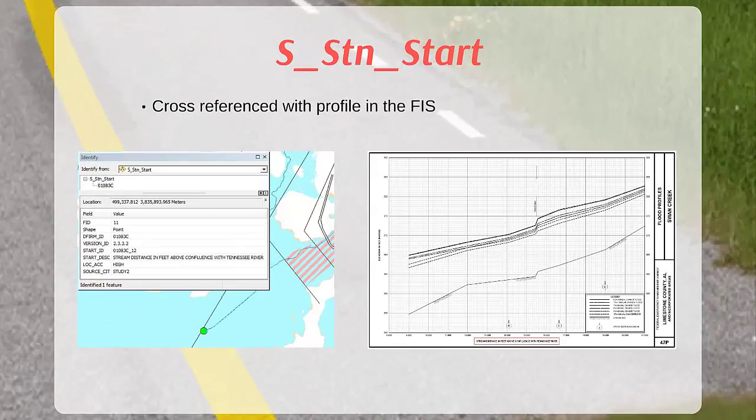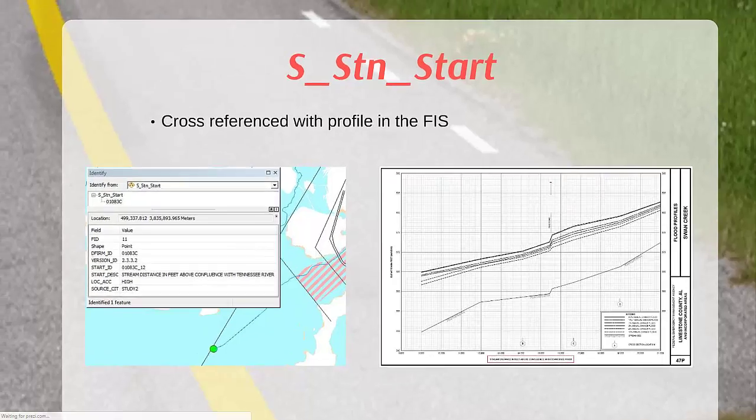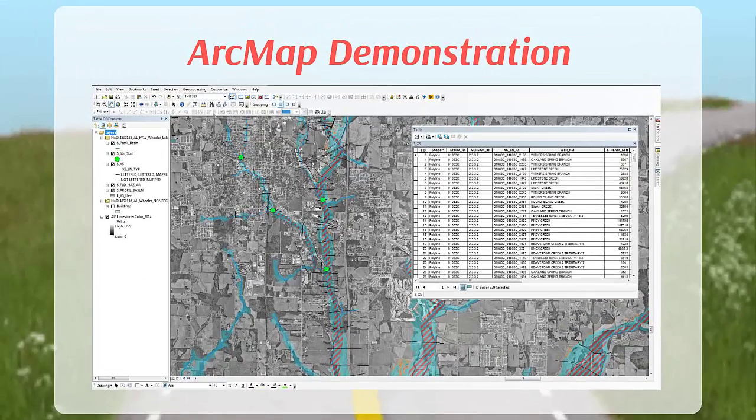The Station Start feature is a new spatial layer that describes where the detailed study begins. This information can also be found on the profile in the FIS. Now that we've discussed the changes to the datasets, we will demonstrate how to use the datasets within ArcGIS to perform an analysis in a scenario that will simulate real-world implications.